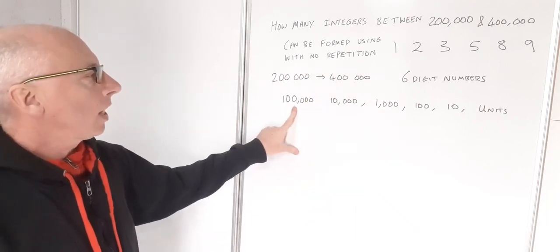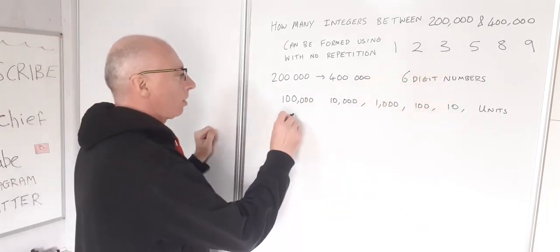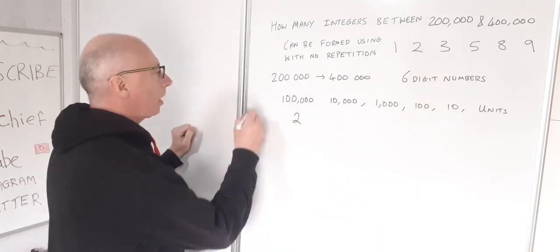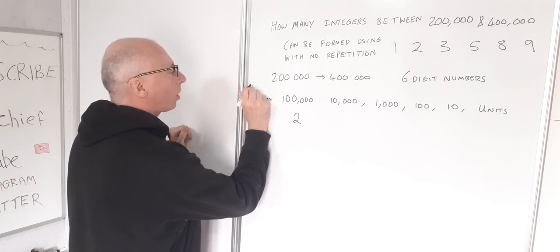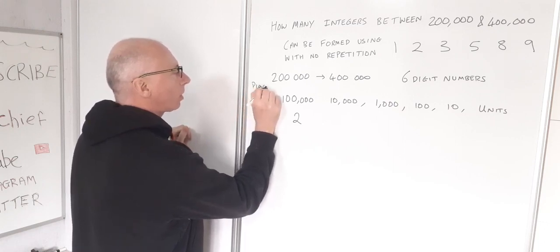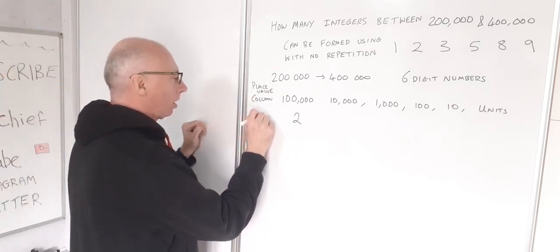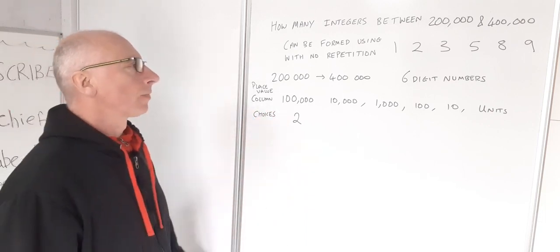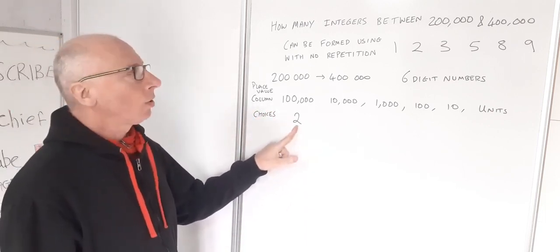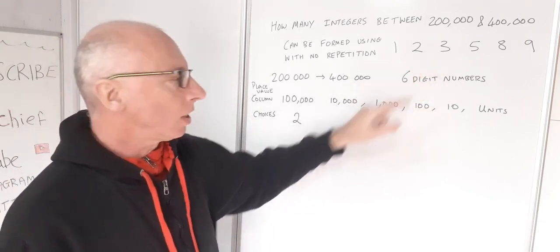So my first digit in this column here, there is only 2 choices. So 2 choices. So here, that's the column, or place value. I'll call it place value. That's a better word to use. Place value column, and here is my choices. So this is looking like a good old-fashioned combinatorics question. So I've got a choice of 2 here for my first ones from this 6 digits.